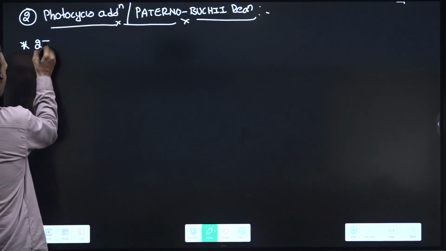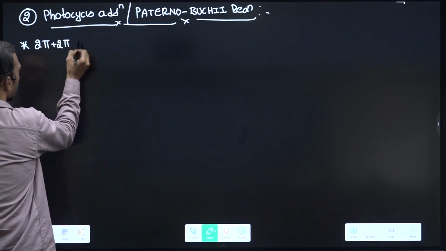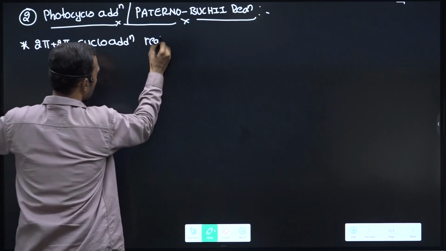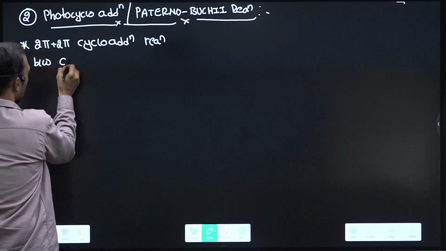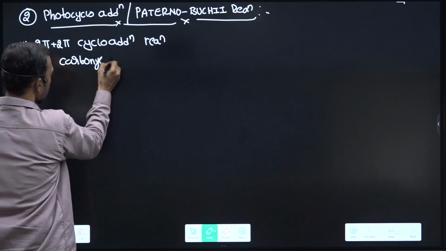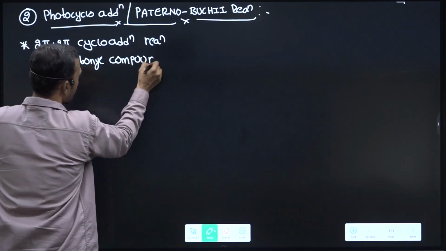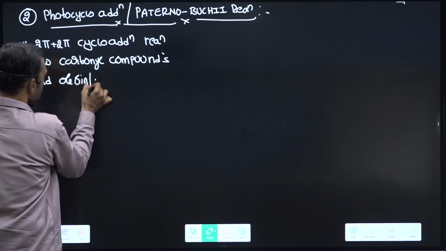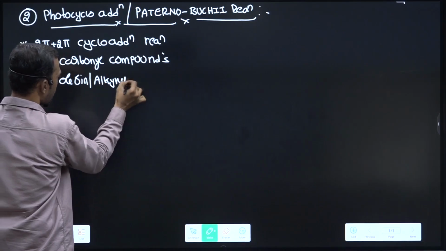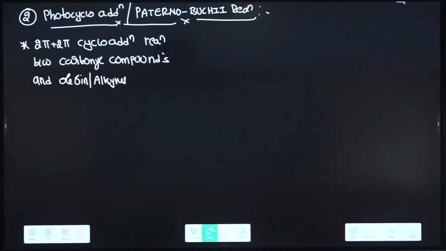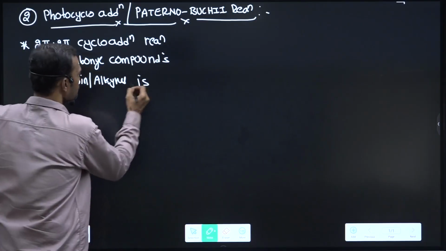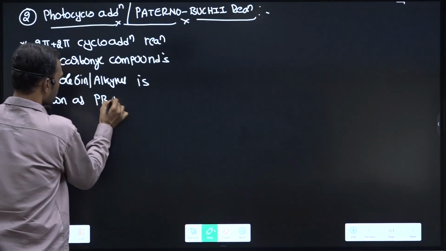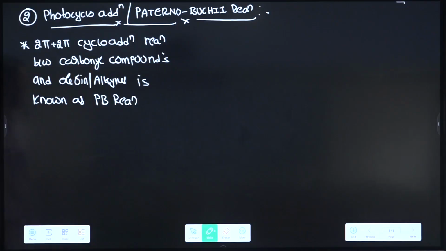Next, see, 2pi 2pi cycloaddition reaction between carbonyl compounds and olefins or alkynes. 2pi 2pi cycloaddition between carbonyl compounds and olefins and alkynes is known as the Paterno-Büchi reaction. It is a cycloaddition reaction.